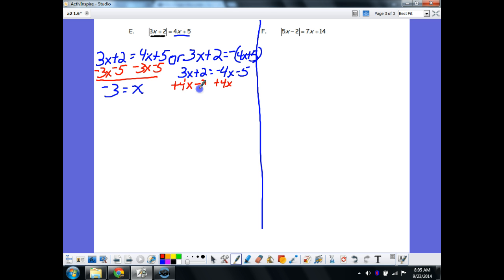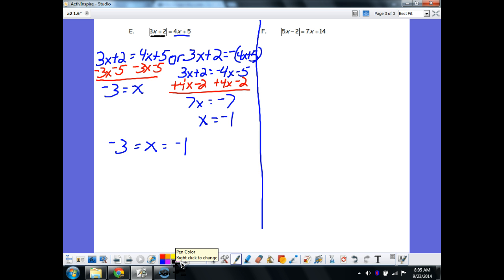Okay, so in this case, we're going to move the constants to the other side by subtracting 2 from both sides. So on the left side, we're left with 7x. On the right side, we're left with negative 7. So then x is equal to negative 1. So x is either equal to negative 3 or negative 1. Now, we are going to test both of these.